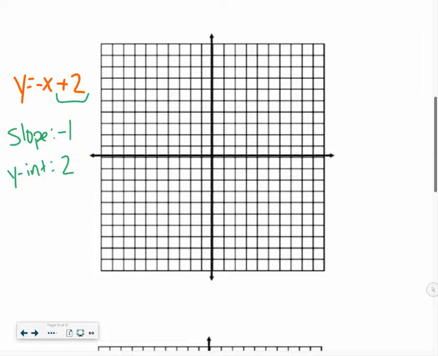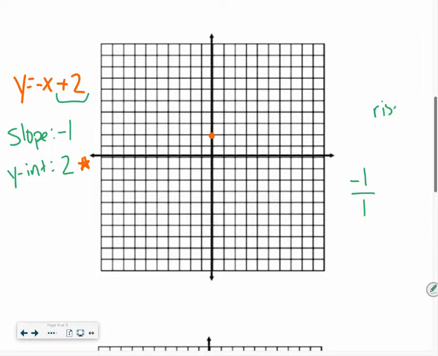Okay, so remember, you always start with your y-intercept. So where is 2 on my y-axis? Well, it's positive, so I'm going to go up 2. And then my slope is -1. So we have two options. We can say -1 over 1.